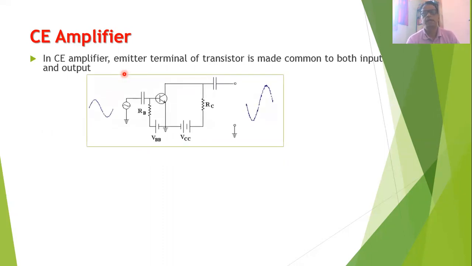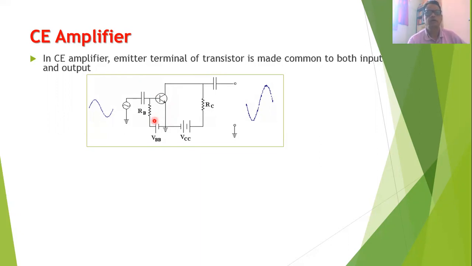Now, this is the circuit diagram for CE amplifier. You will find that this is a transistor, this is the emitter terminal, this is the base terminal, and this is the collector terminal. Emitter terminal is being made common to both input and output, and therefore emitter is grounded.